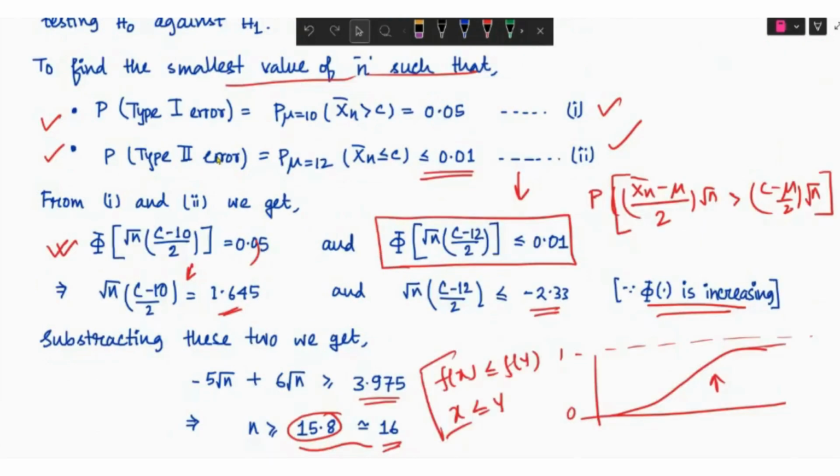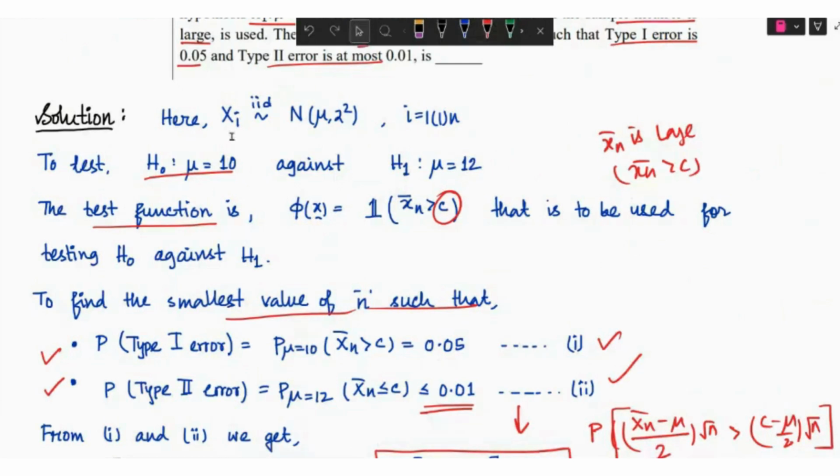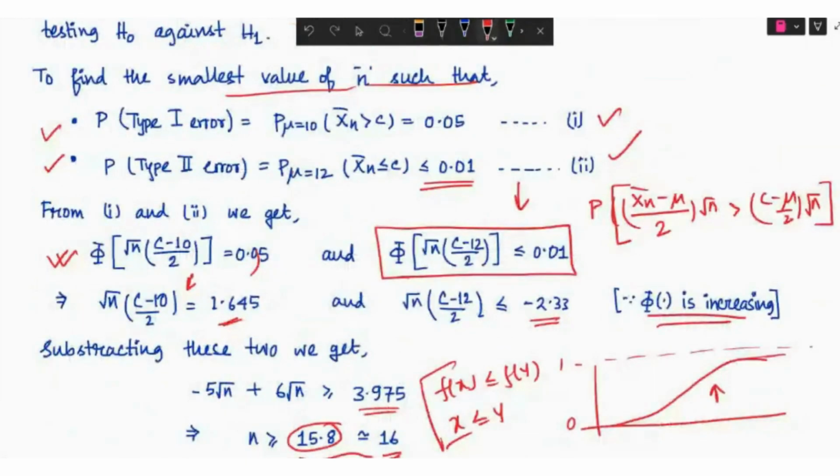Here also the motive is the same: to find the probability of type 1 and type 2 error and implement it via the normal probability laws and conditions.